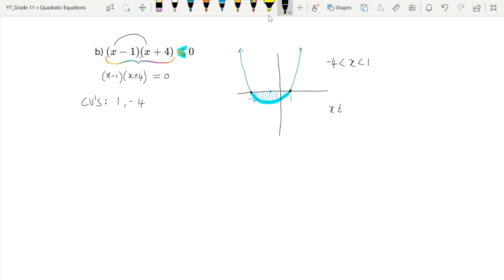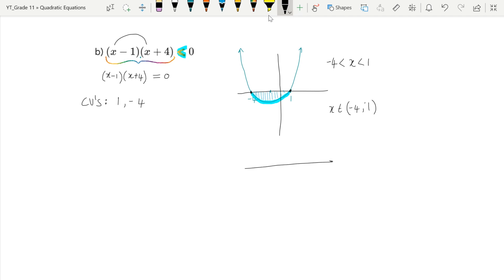Okay, so now let's write it in interval notation like they wanted us to. So x is an element of, starting at -4, it's a round bracket because the -4 is not included. Why not? Because it wasn't included in the question. If it was, then it would have been a square bracket. And then it goes up all the way to 1, which is also not included. And there is our answer in interval notation.